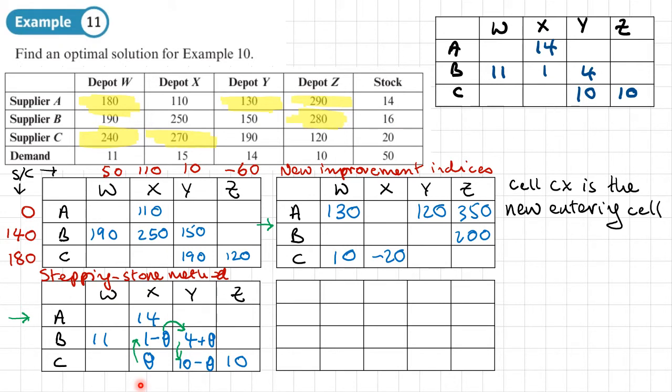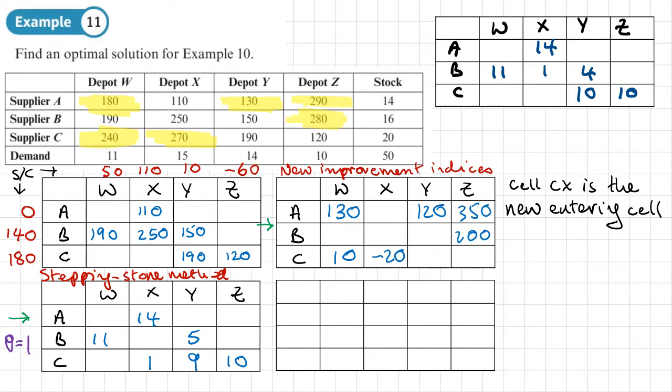Next, we find the largest value of theta that's going to keep all of these values positive, and that's going to be a value of theta of 1. We can't go any bigger than that. We'll now work out what these new totals are. That cell where we had theta, 1 minus theta, is going to be 0. And actually we'll rub out the 0, we don't need a 0. And 4 plus theta, that's 5. And then 10 minus theta, 10 minus 1, that's going to be 9. So we don't need a 0 here.